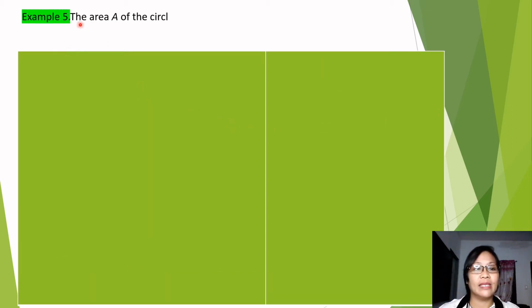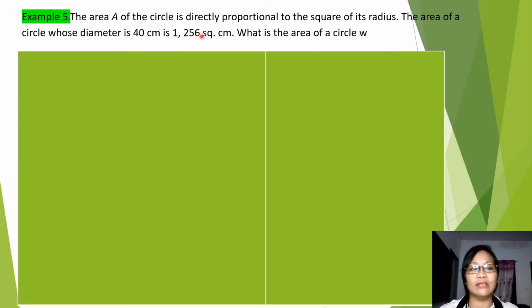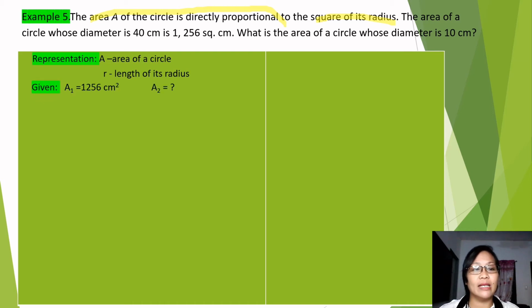Example number 5. The area A of the circle is directly proportional to the square of its radius. The area of a circle whose diameter is 40 centimeters is 1,256 square centimeters. What is the area of the circle whose diameter is 10 centimeters? Representation: A is equal to the area of the circle, and R is the radius of the circle. Next, given A sub 1 is equal to 1,256 square centimeters and A sub 2 is the unknown.